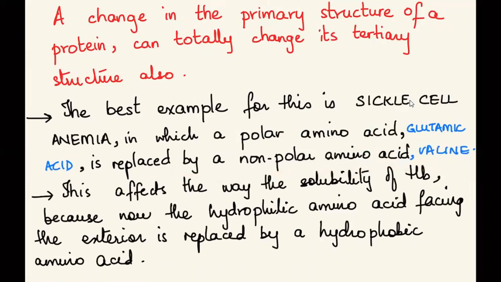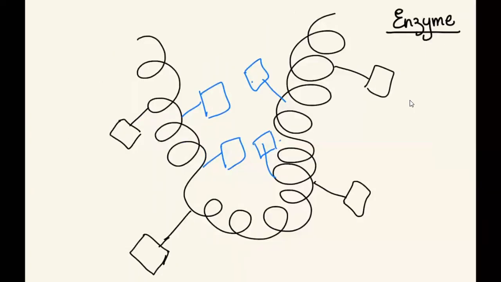ठीक है? तो अब देखो क्या हो गया. Just by changing one amino acid, and specifically what amino acid, ये आपको याद रखना पड़ेगा. Glutamic acid, which is polar, is changed or replaced by valine, which is non-polar. So अब पूरी जो है ना स्ट्रक्चर ही चेंज हो गया हीमोग्लोबिन का. Glutamic acid ने क्या किया था? Because it was polar, so hemoglobin had to be soluble. ऐसे soluble, इस तरह से soluble.